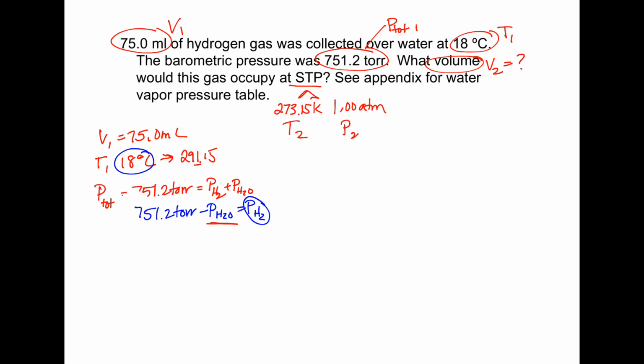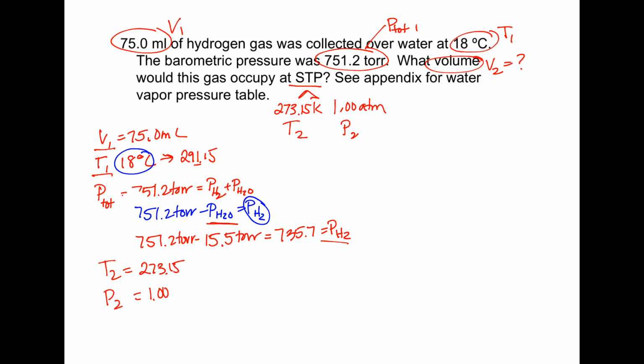I found that it was 15.5 torr. So if I put that in, I can get the partial pressure of hydrogen. When I do that, I get 735.7. That's the pressure of my hydrogen. So I have my initial volume, my initial temperature, and my initial pressure. My final temperature is going to be 273.15. My final pressure is going to be 1 atmosphere.